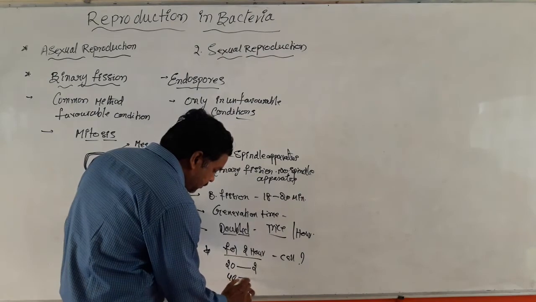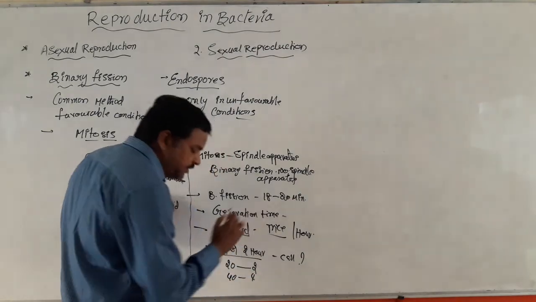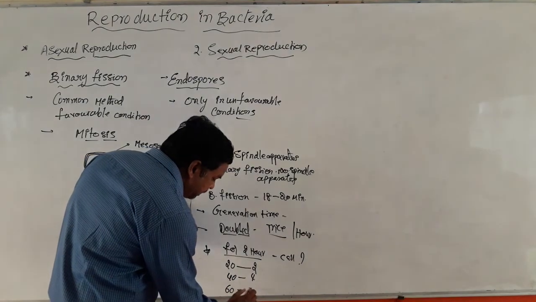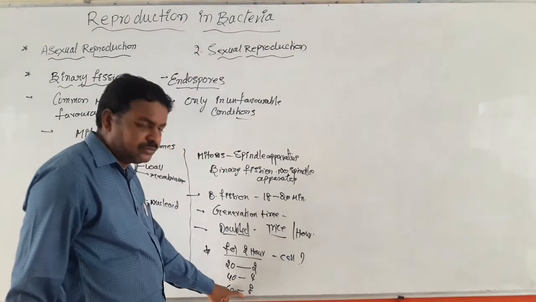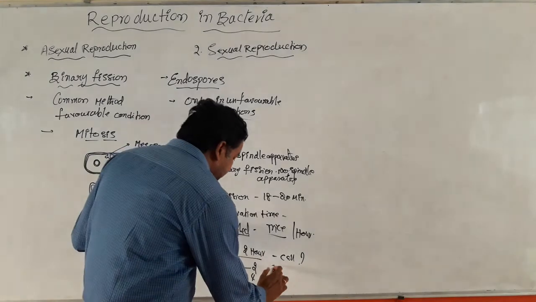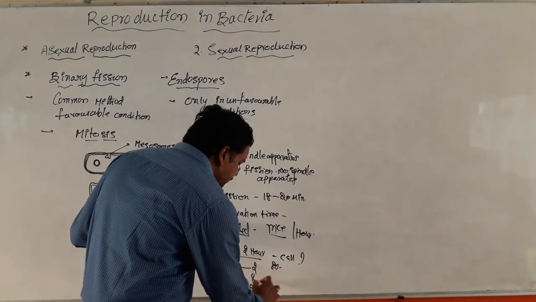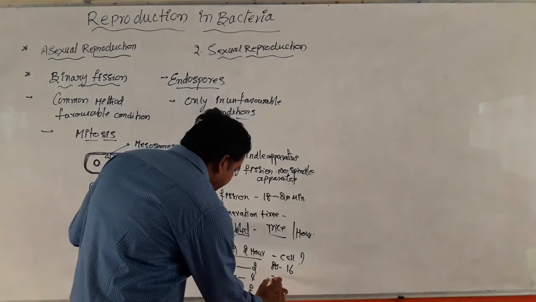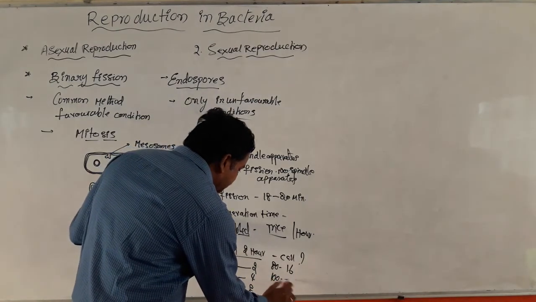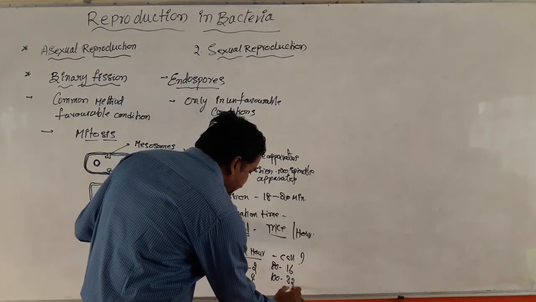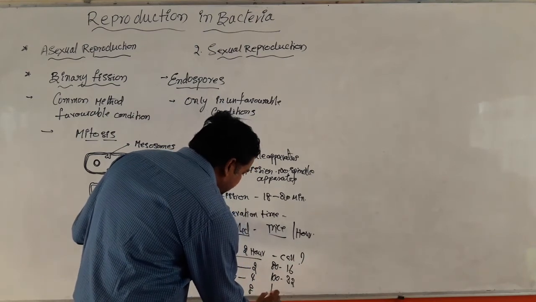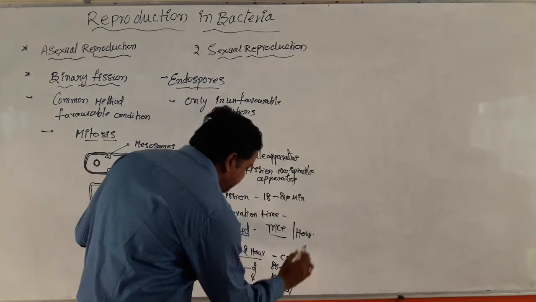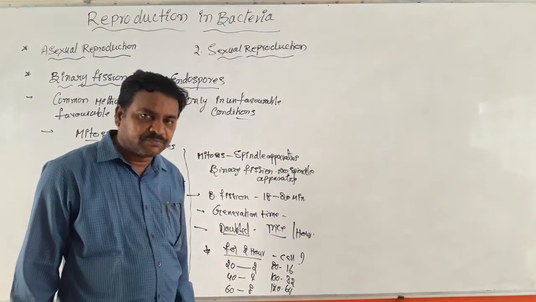Now, in 40 minutes, two cells are multiplied into 4 cells. In 60 minutes, 4 cells are multiplied into 8 cells. In 80 minutes, 8 cells are divided into 16. In 100 minutes, 16 are divided into 32. And in 120 minutes, 32 cells are multiplied into 64 cells.